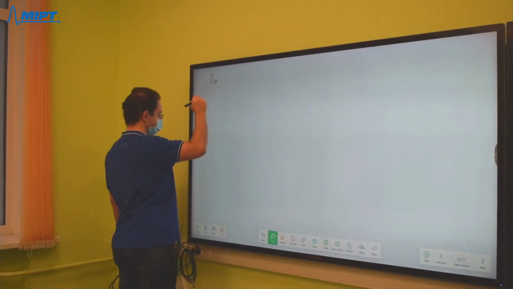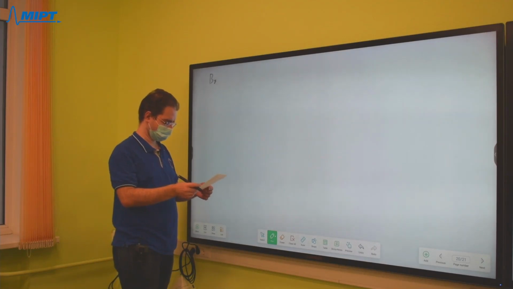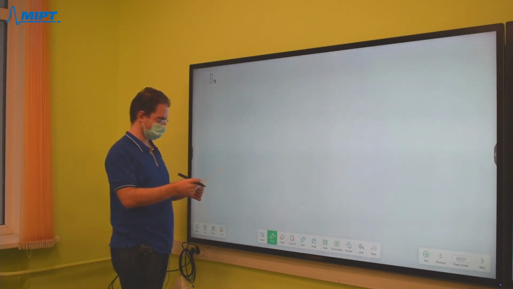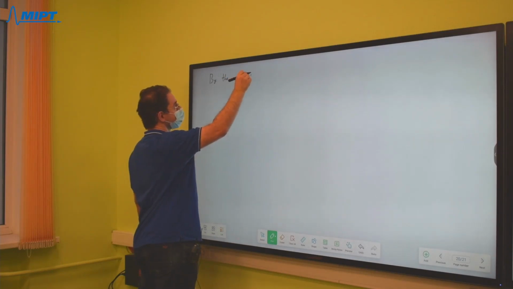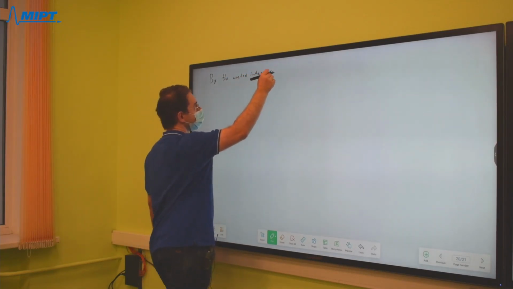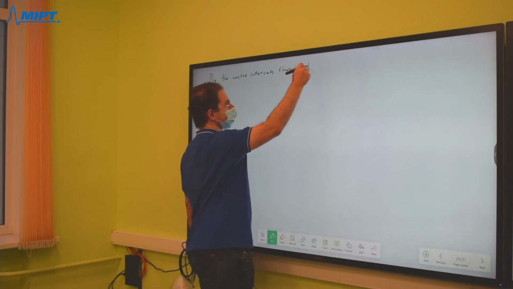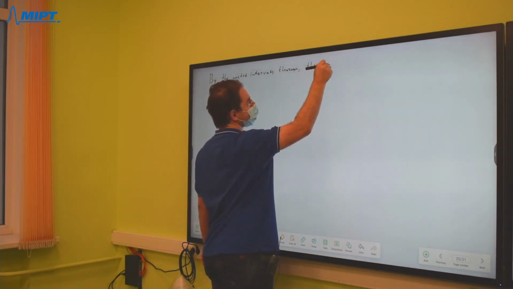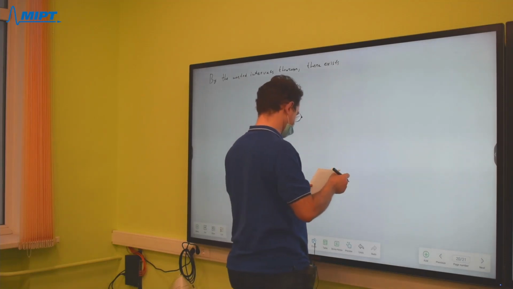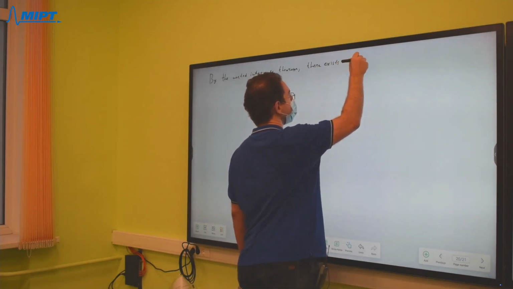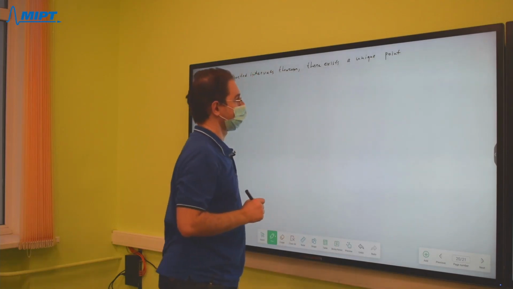Now, by the nested intervals theorem, there exists a unique point. What should we call it?